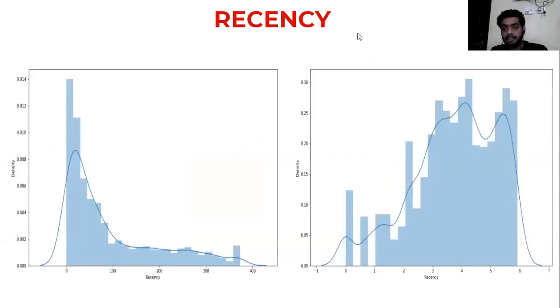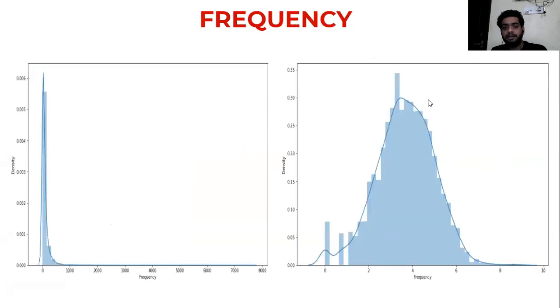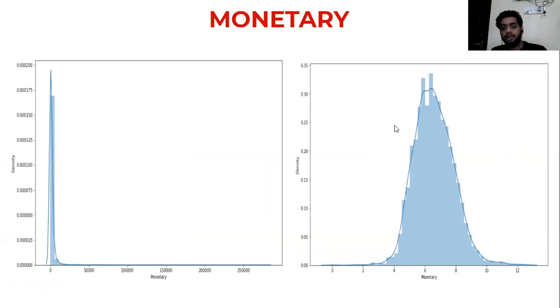Next is the recency analysis. In recency analysis, the left side plot is the normal distribution plot, and here we transformed it through a log transformation, and you can see that the right side plot is a slightly normalized curve. And next, the same for frequency. Here we can also see that it's a positively skewed curve. That's why we convert it through a log transformation, and we get a bell-shaped normalized curve. Monetary is also transformed through a log transformation, and we get the best bell-shaped normalized curve.